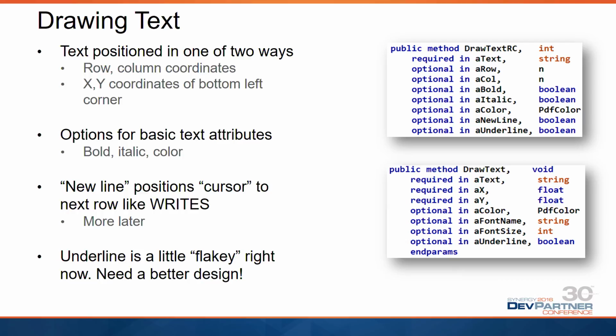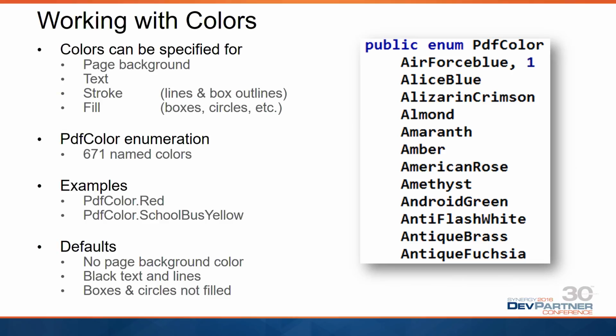And you can do simple underlining of text as well. The underline is a little bit flaky right now. I need to do some work to improve that. There is no underline thing in PDF. You have to actually go and figure out where and draw a line underneath the text. So it's a little bit wonky right now. I'll try and improve that as time goes by. So drawing text is nice and easy.